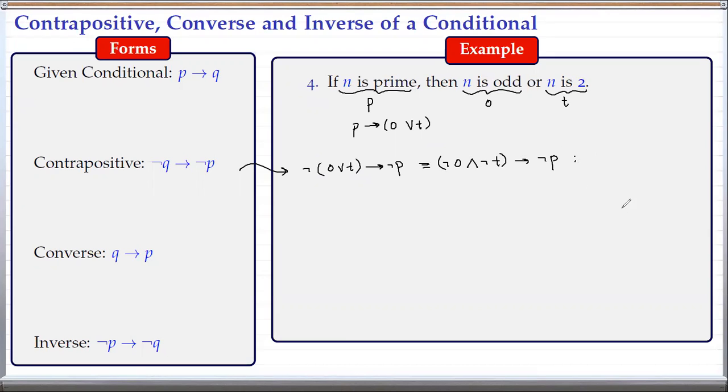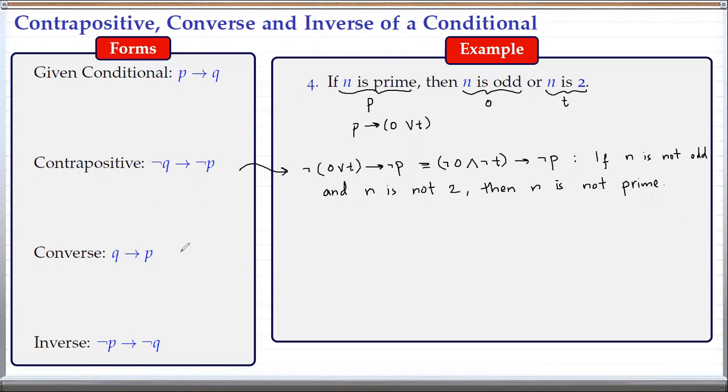Now we can write this as, first we have not O and not T. So we can say if N is not odd and not T, so and N is not 2, then not P, then N is not prime. So this is the contrapositive of the given statement.